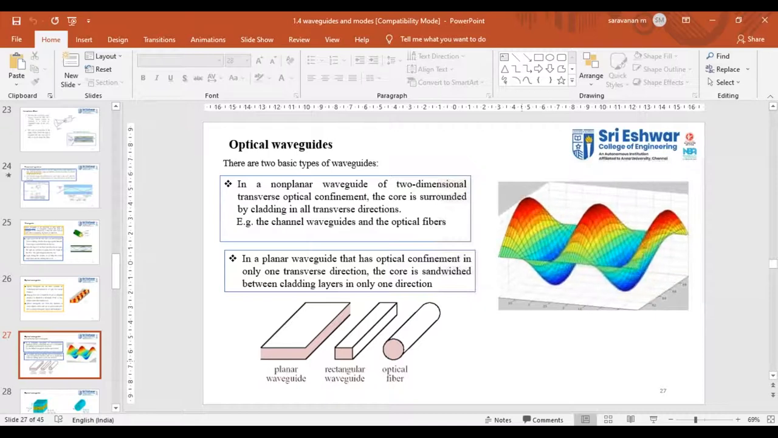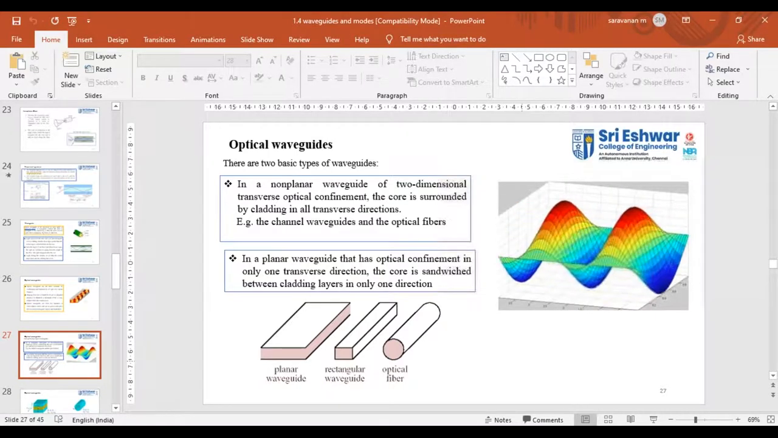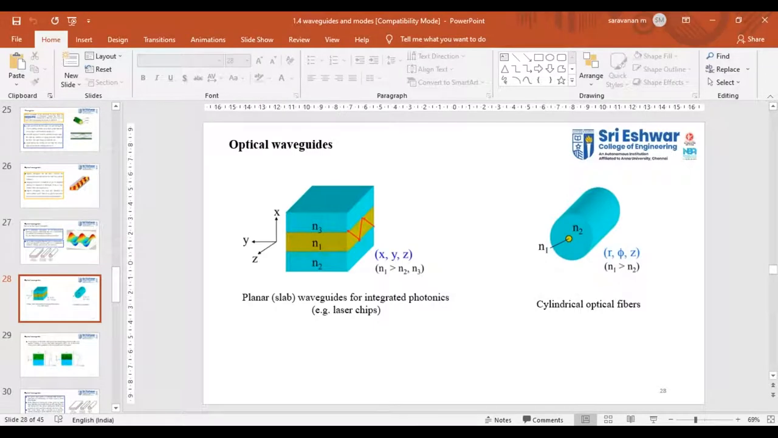So planar waveguide, rectangular waveguide, and optical waveguide. Please see the equations for this, generally x, y, and z. In theory, they use x, y, and z; some textbooks give only the diagrams, but try to understand. This is the planar one, where n1 is the medium for your core. Imagine a core inside the optical fiber, and surrounding the core there is a cladding. We pass the signal through the core only, not the cladding.